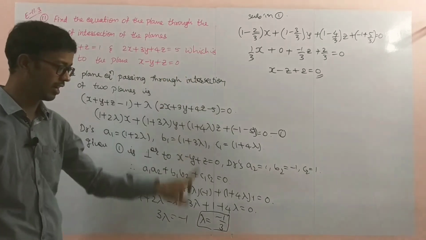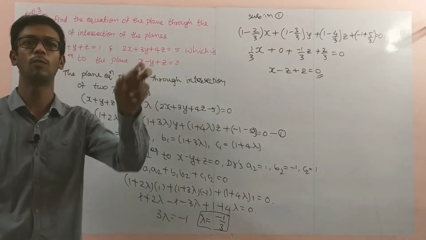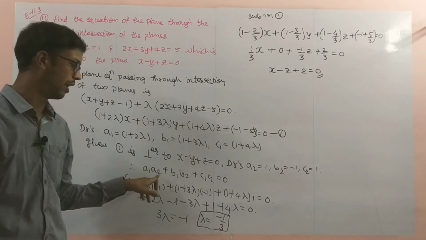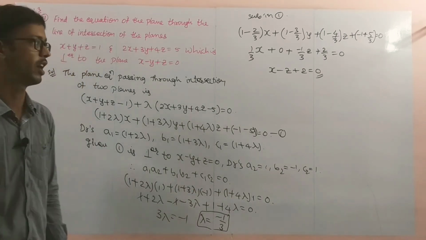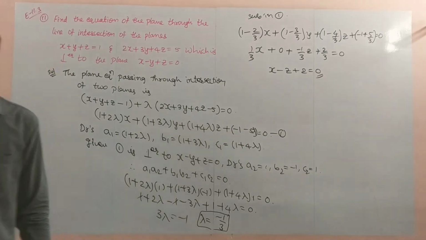By using this condition, lambda value finding. Previous problem, point we substitute here. A1 A2 plus B1 B2 plus C1 C2 equal to 0 condition we are using. So pause the video to note it down.